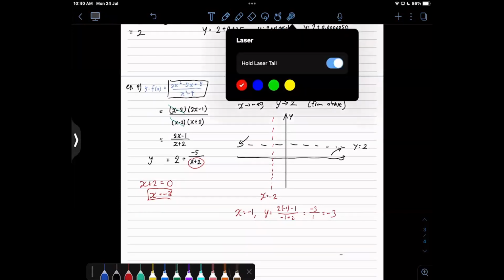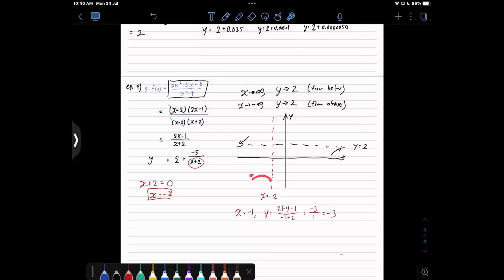Oh, sorry. I was thinking of a value that is less than -2, but I picked -1. Sorry, I was misinterpreting. Okay, -1 is here, right? Oh, so it's to the right of -2. Yeah, I got confused. Sorry. So that means -1, -3 is somewhere over here.